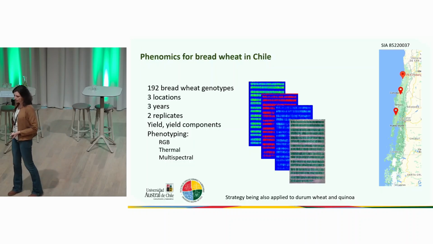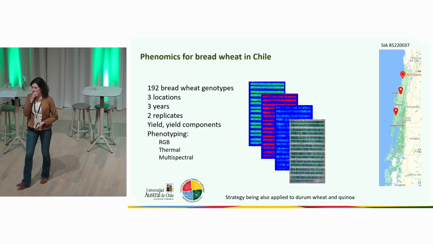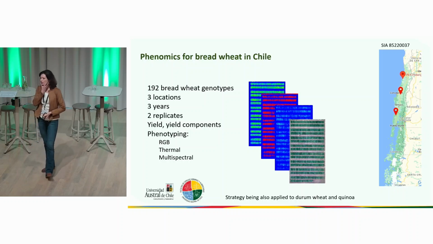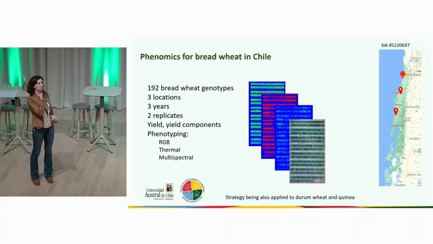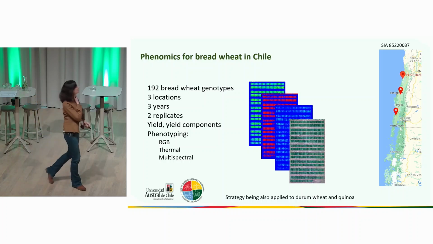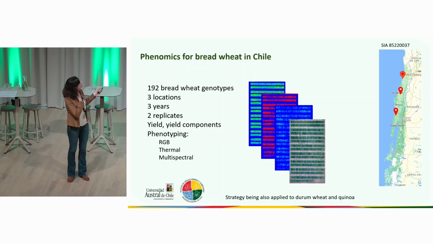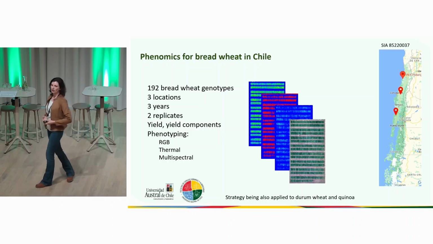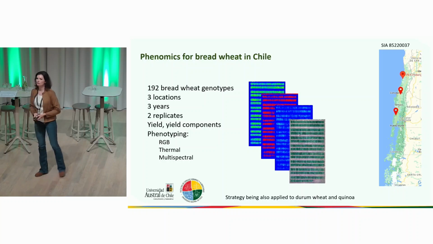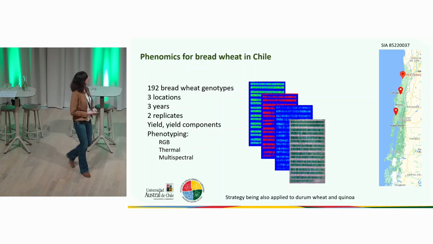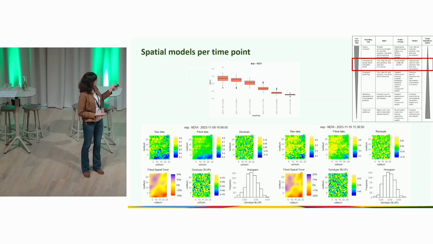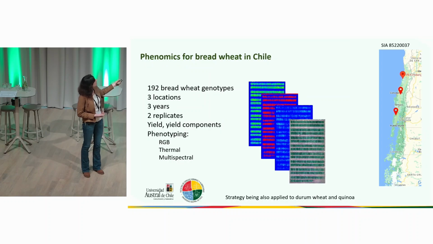So now, what are we doing now? It's a project that I think is in its last year, so our last trial is ongoing right now. We chose different locations that represent the degree of drought intensity that is relevant for wheat in Chilean environments.